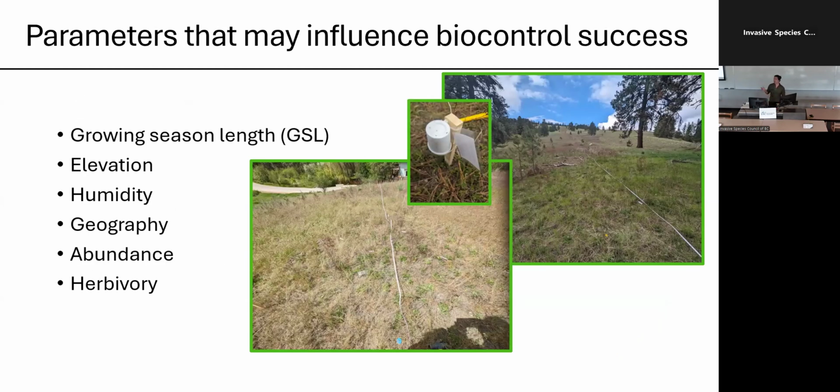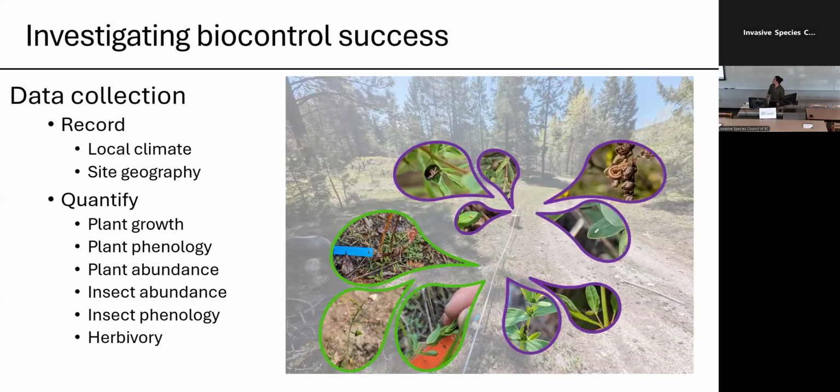field, such as growing season length, which is an accumulation of growing degree days that Nicholas talked about, so I'm going to piggyback on that. Elevation, because it is important to know the geography of a site, humidity, abundance, and herbivory rates. So I am recording the local climate and the site geography of all of my sites, and a bunch of biological interactions with our insects and plants. So plant growth, plant phenology, insect phenology, the abundance of both of them.